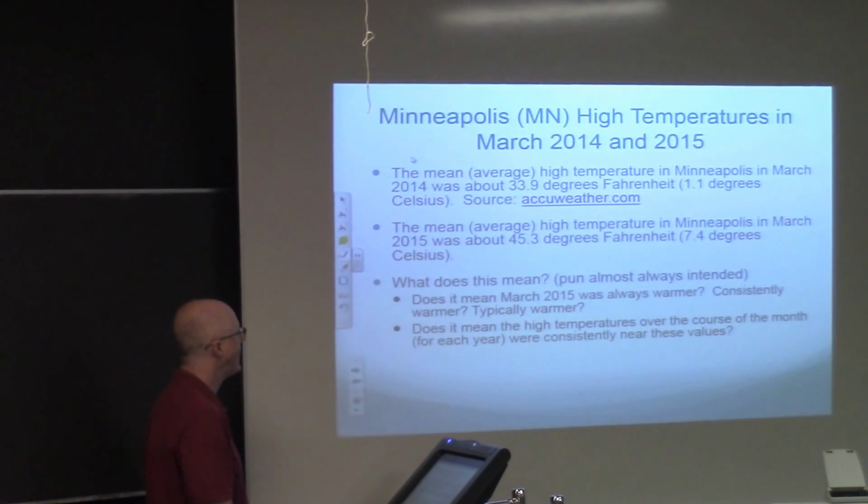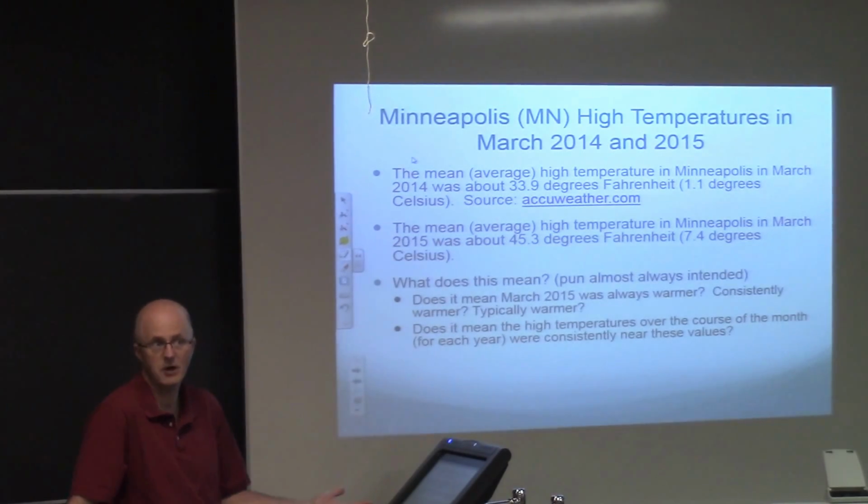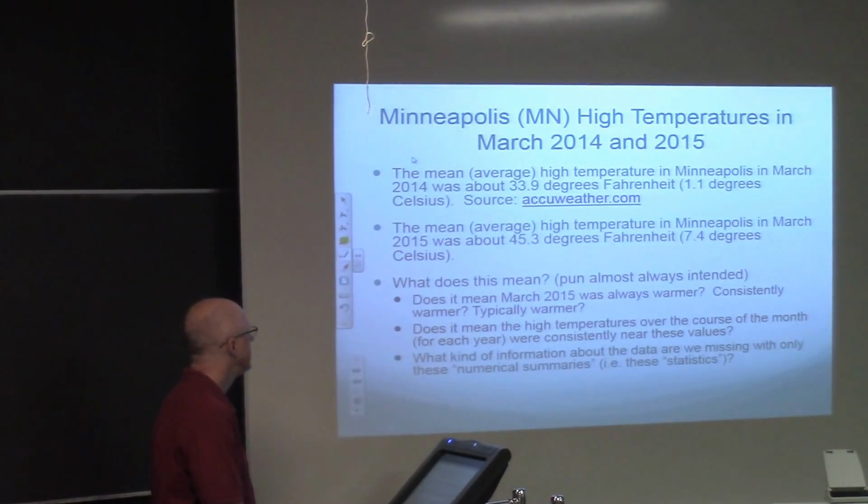Does it mean high temperatures over the course of the month were consistently near those values? No, not necessarily. They could have been, but not necessarily. Again, we have to look at the graph. What kind of information are we missing? We're missing context and graphical information.